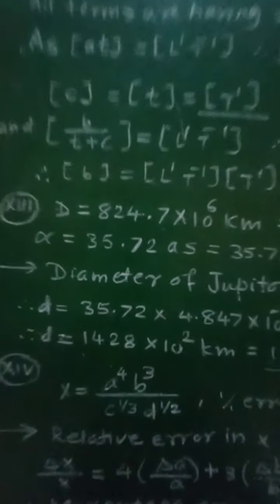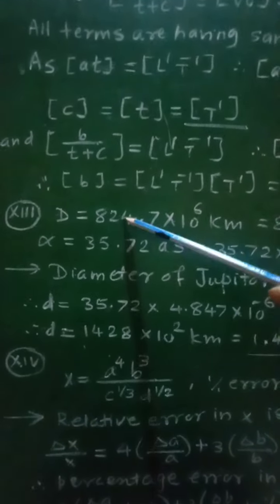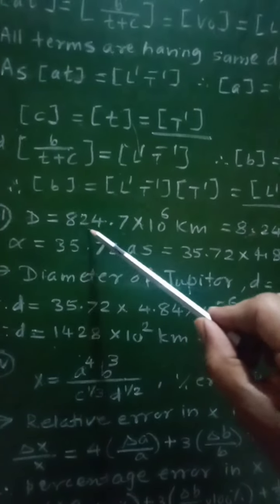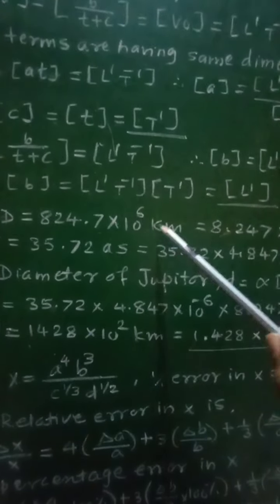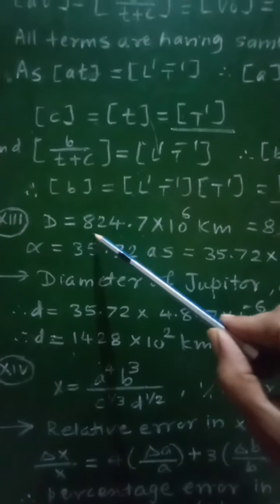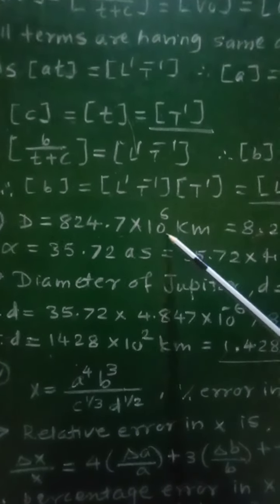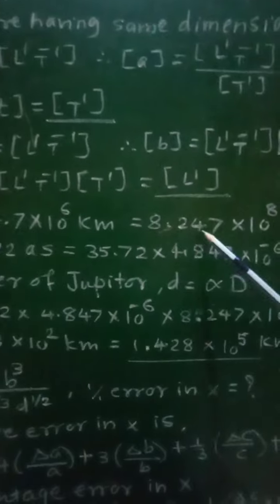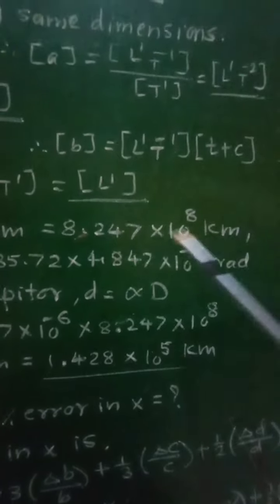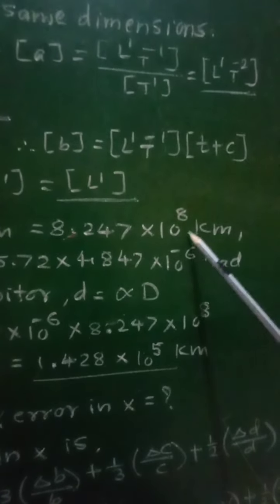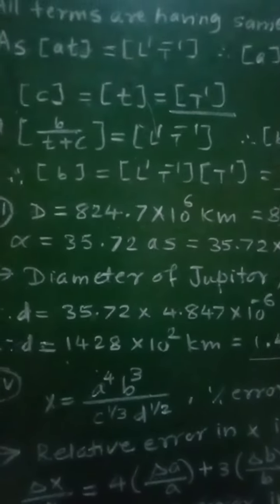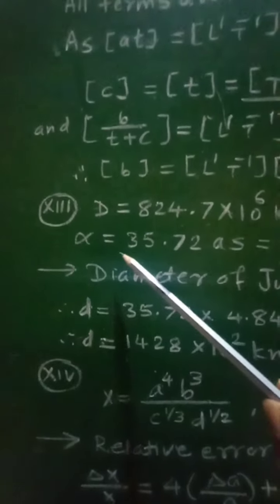And therefore for this numerical, the distance D is given, that is D will be equal to 824.7 into 10 raised to 6 kilometer, because it is expressed in terms of million kilometers, and therefore D will be equal to 824.7 into 10 raised to 6 kilometer, which will be equal to 8.247 into 10 raised to 8 kilometer.